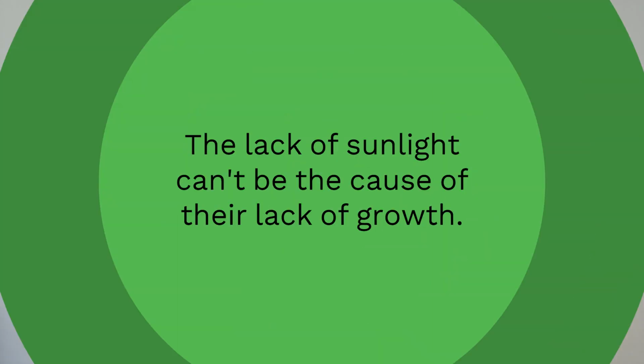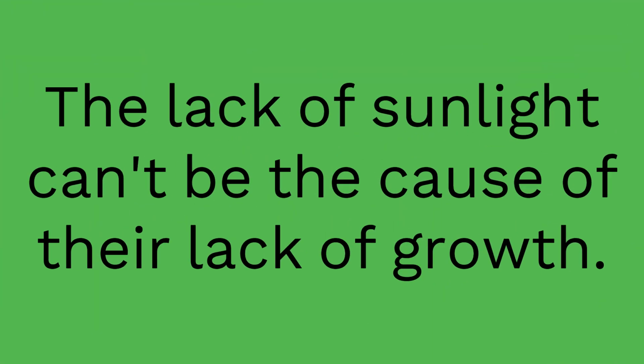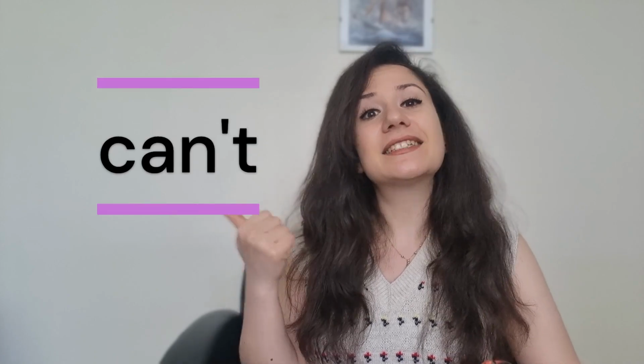Consider another situation, a scientific experiment where you're trying to find out the effects of temperature on growing plants. Despite providing optimal conditions, one group of plants shows no signs of growth. You might say, the lack of sunlight can't be the cause of their lack of growth. Here, can't expresses that it's impossible that sunlight is the reason for lack of growth. In short, when you want to express that something is impossible in a situation, use the word can't.